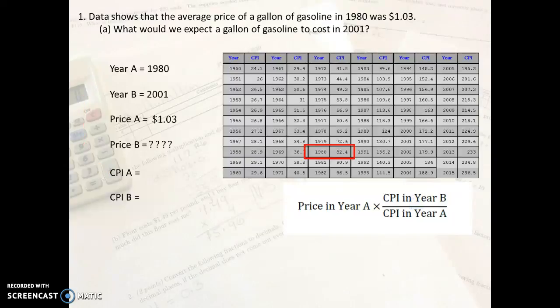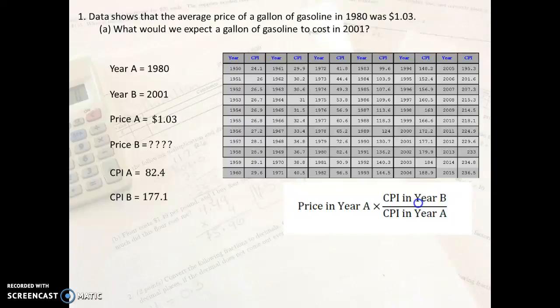Get to the chart. The chart's going to have all the information. I got that number right there. Year B is 2001, my finishing year, my CPI. Once again, the chart reveals 177.1. I got that number. So at this point, I've done a lot of collecting information, but I haven't done any math. I've just got all the information in place.